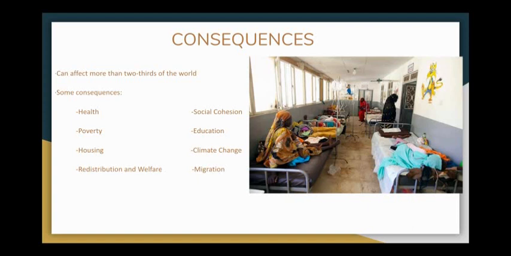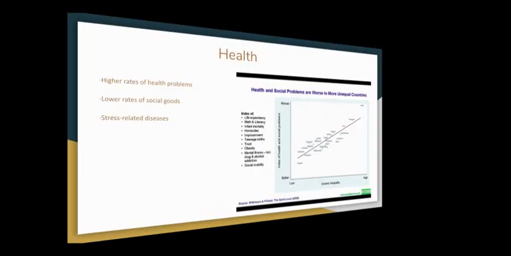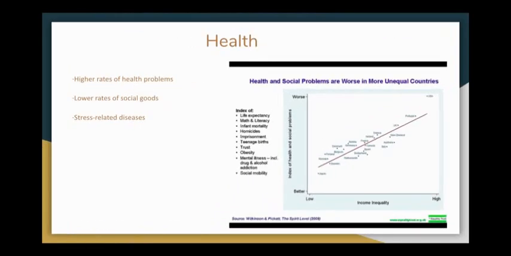This is a list of some consequences produced by income inequality: health, poverty, housing, redistribution and welfare, social cohesion, education, climate change, migration. I will now proceed to explain some of these consequences in detail. Health. Researchers have found that economic inequality has higher rates of health problems such as obesity, mental illness, or homicides, and lower rates of social goods in countries with higher inequality.